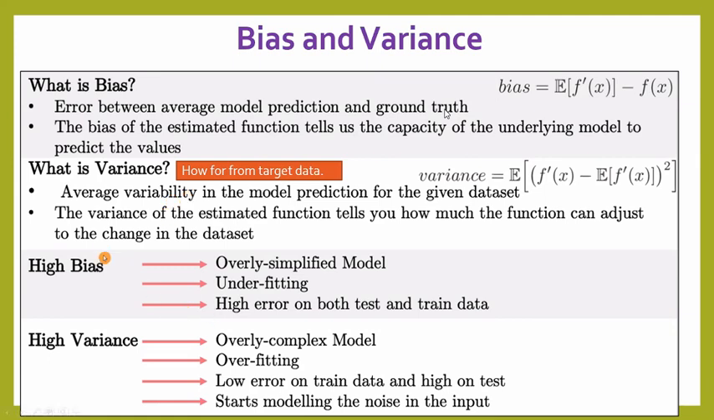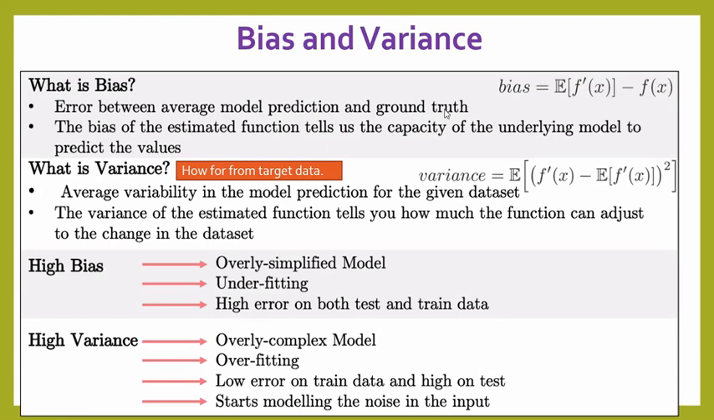So high bias means an oversimplified model. The model is highly simple, so it cannot understand anything. Then it usually underfits, with high errors on both the test and training data. And high variance means an overcomplex model. Your model is highly complex. Maybe you need 8 layers and you created 25 layers. So your model is highly complex, and it shows an overfitting error: lower error on training data and high error on test data.